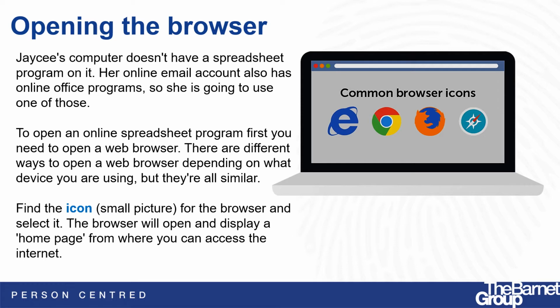To open an online spreadsheet program, first you need to open a web browser. There are different ways to open a web browser depending on what device you are using, but they're all similar. Find the icon, which is a small picture, for the browser and select it. The browser will open and display a home page, from where you can access the internet.